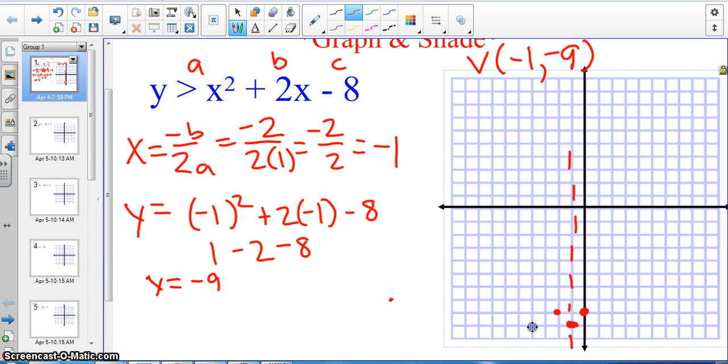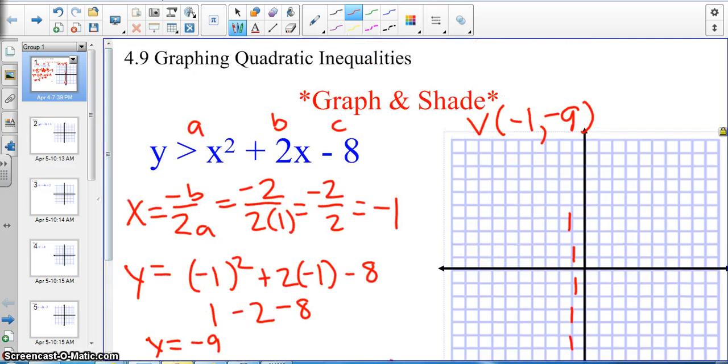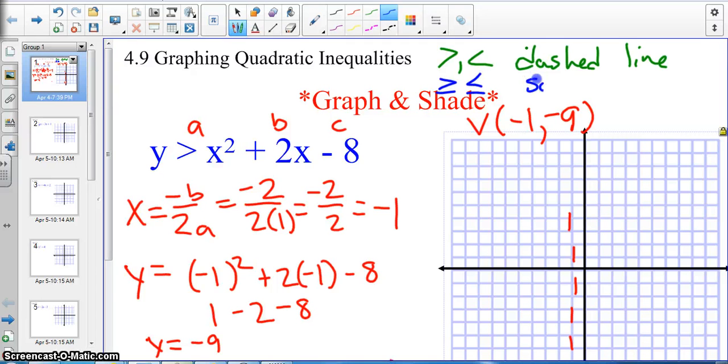Now, before I graph this, look at your inequality. If it is greater than or less than, we're going to use a dashed line. If it's greater than or equal to, or less than or equal to, we're going to use a solid line.